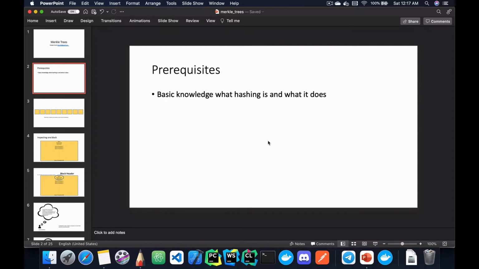So there is one prerequisite that you need before embarking on this tutorial, and that is you need to have a basic rudimentary knowledge of what hashing is and what it does. So if you know what hashing is, you're good to go.